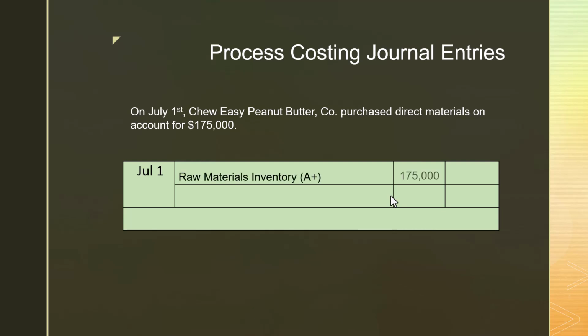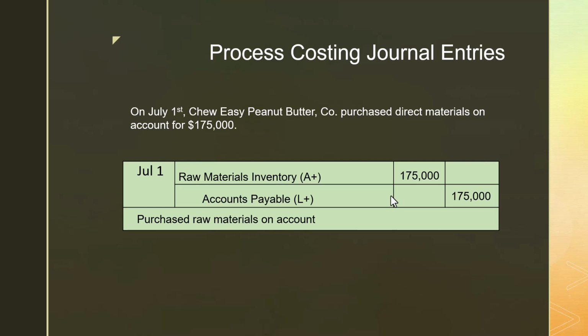The same way you record the entry for the purchase of any type of inventory. It's always a debit to your inventory account. In this case, we're buying raw materials, so we can put it into raw materials inventory. And over a credit of how you're paying it. Since this was on account, we would put it in accounts payable for $175,000. And this is our entry where we purchased raw materials on account.